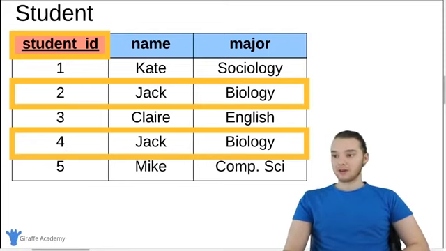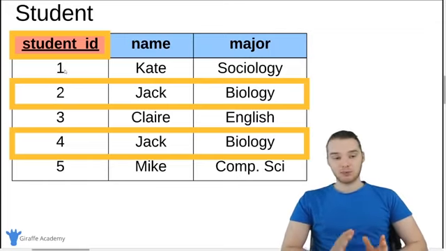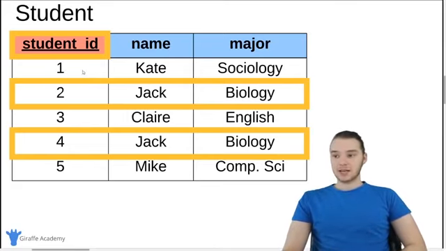So over here we have Kate, and she's a sociology major and her ID is 1, right? So we would say that Kate's primary key is 1. Now let me show you why primary keys can come in handy. Down here inside of these gold squares, I have 2 entries in this database. So we have 2 students, both of which are named Jack, and both of which are biology majors.